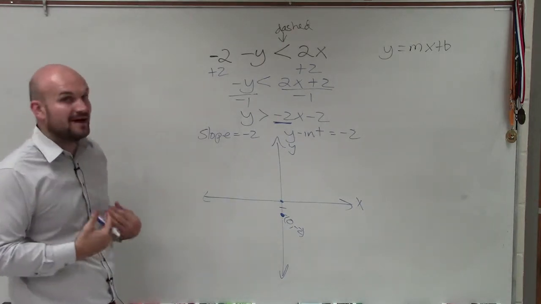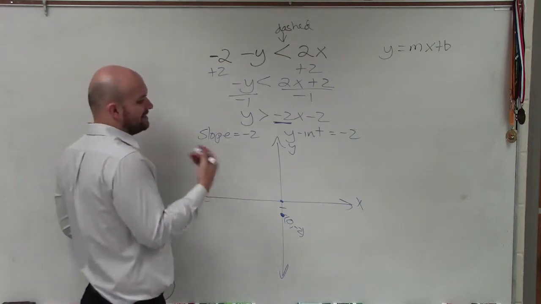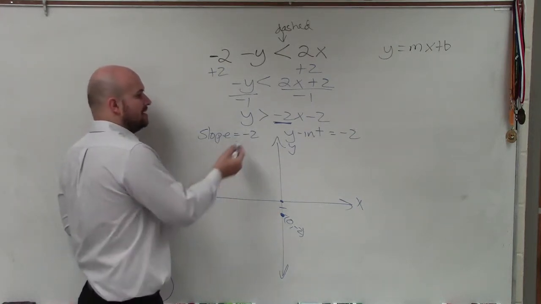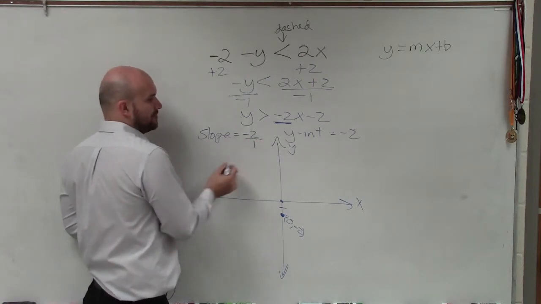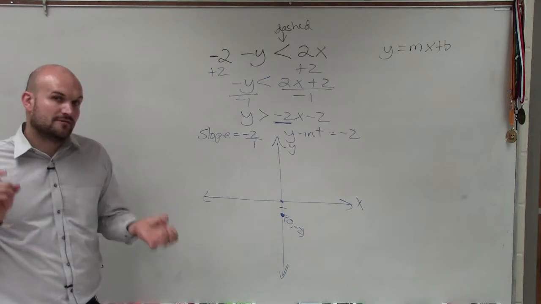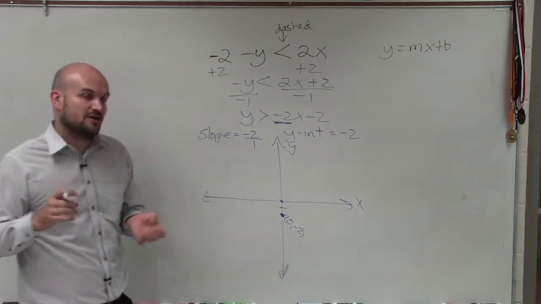Now I need to identify another point on this line by using the slope. So to do that, we need to remember that slope is a ratio. It's the change in the value of my y-coordinates over the change in the value of my x-coordinates.